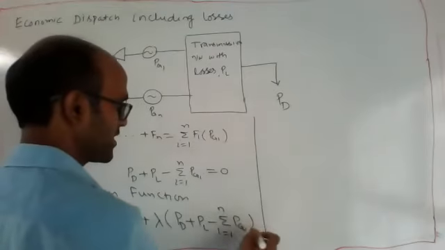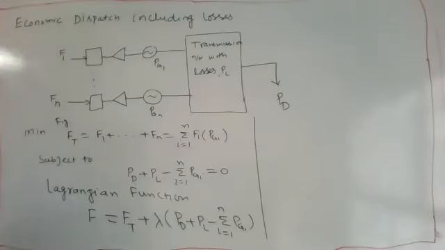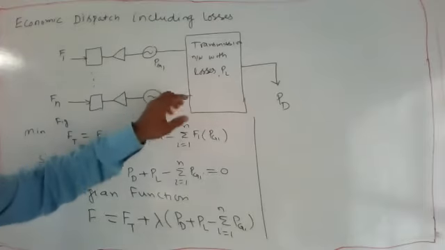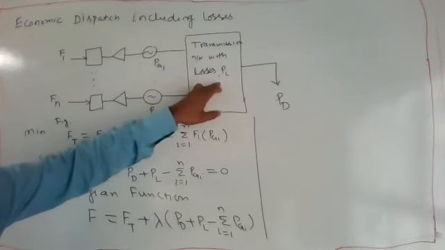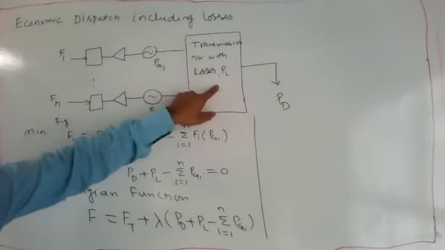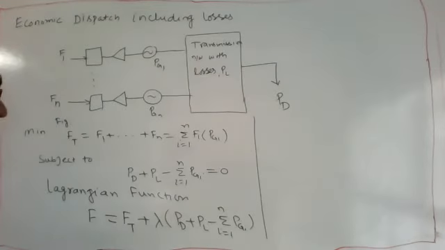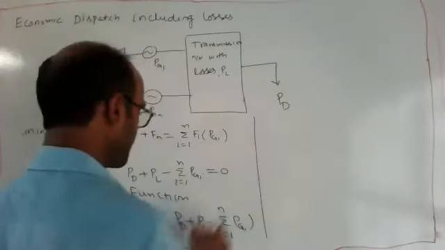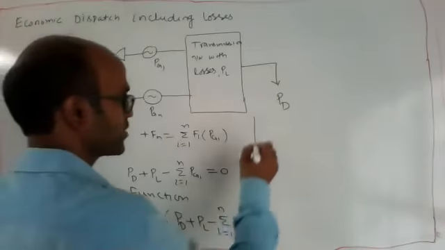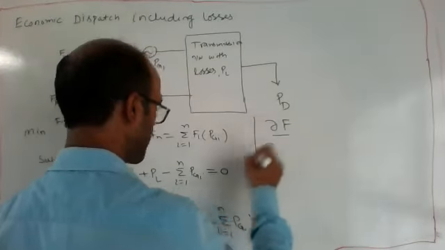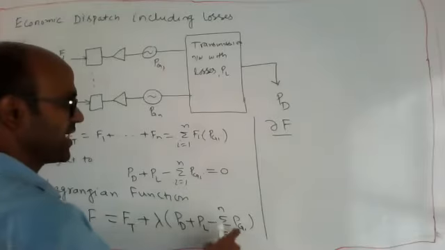Transmission loss basically depends upon generation. More generation, more power, more transmission loss. So PL is also a function of Pgi. So I have to optimize this function F, so we take the partial derivative of F with respect to the generation Pgi.